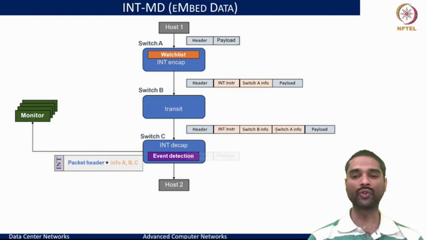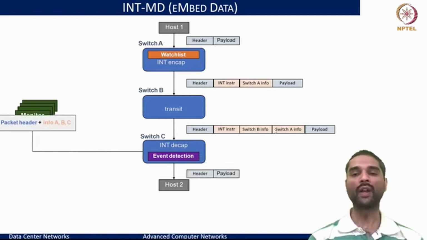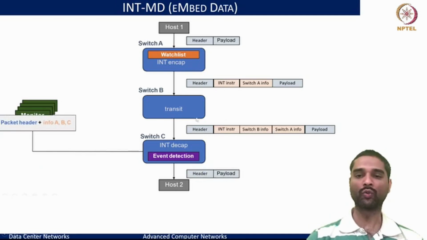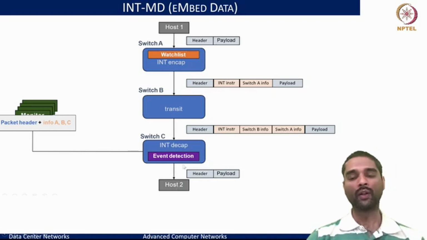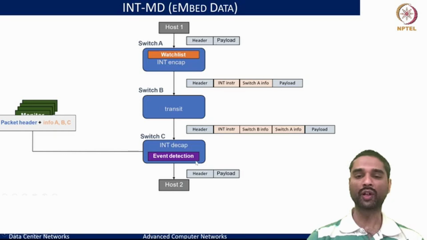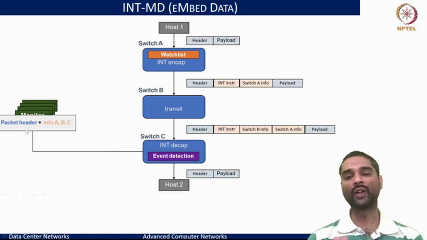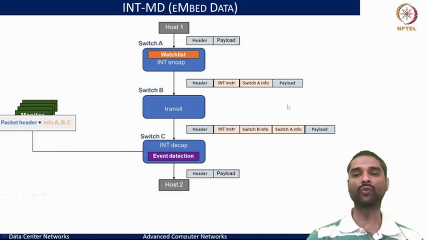And as it reaches the switch C, it would also add its information with respect to whatever the INT instructions specified. But before forwarding the packet onto host 2, it would decapsulate this INT information, extract it out, and then just transmit the header and payload information to host 2, while sending the entire INT information collected as a part of the INT instructions, switch A info, switch B info, and switch C's own info. All of this gets padded and sent out to the monitor.